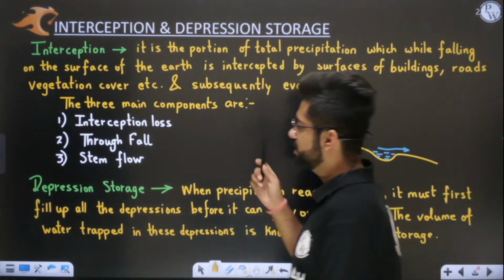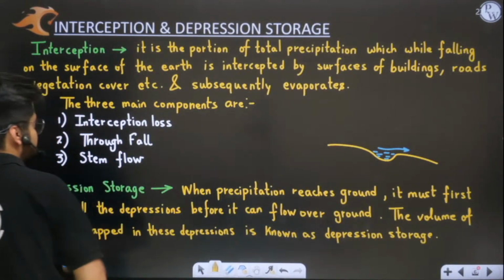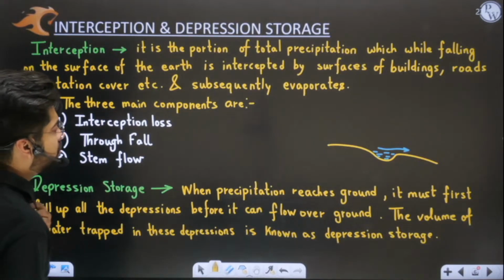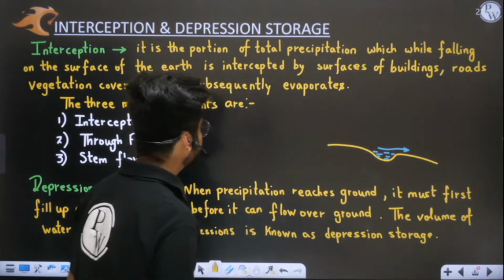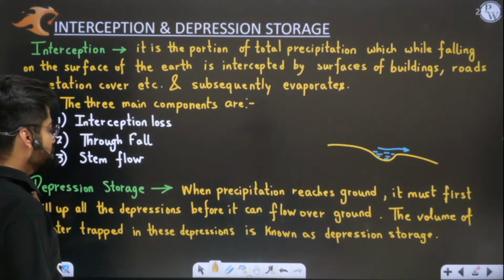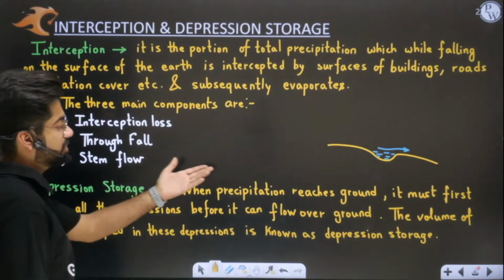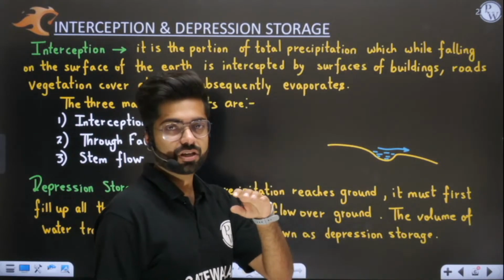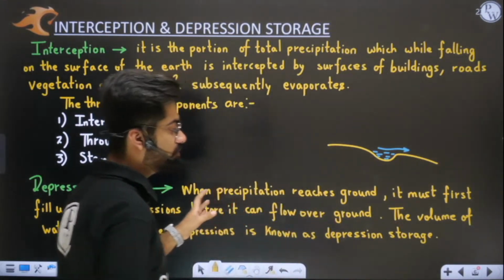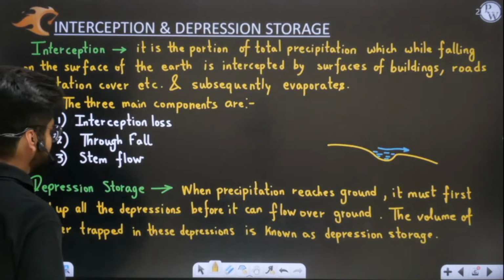After that we discussed interception and depression storage. Interception, you all know, is the water which is unable to reach the ground surface. Depression storage is the volume of water which is trapped in the depressions after rainfall, and after these depressions are filled, then your water will start running off. I hope this is clear.